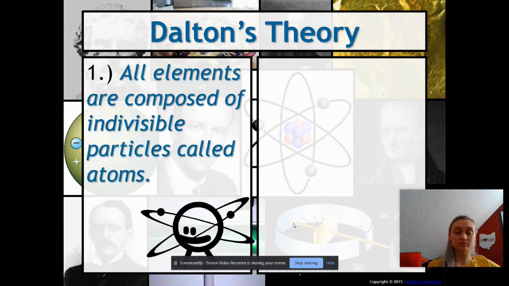So his first postulate as part of his theory was that all elements are composed of indivisible particles called atoms. And so we know that an element is something like iron or helium or oxygen. And so he said, every kind of atom is composed of something that's indivisible, which means you can't break it down any further into particles called atoms. And so what he's saying is atoms are the smallest particle, same kind of thing as Democritus, but obviously, like I said, he had experimental evidence.